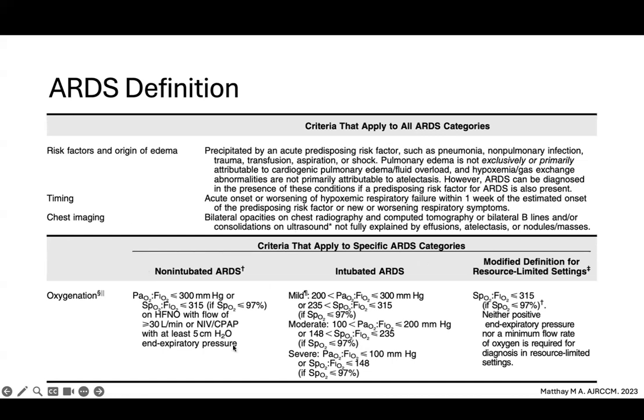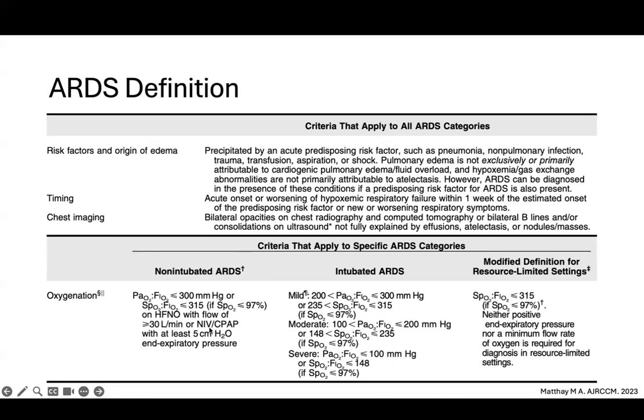Now they've introduced non-intubated ARDS and modified definitions for resource-limited settings, and we'll talk a little more about this. The intubated ARDS definition is similar: mild, moderate, and severe have the same PF ratios of 200 to 300, 100 to 200, and less than 100. What is new is the SF ratio, which uses saturation if the saturation is less than 97%. This is excellent because it is non-invasive, but it is also not excellent in the sense that, how reliable is SpO2 in many of these patients, especially if they are in shock? So that is something you'll have to think about.